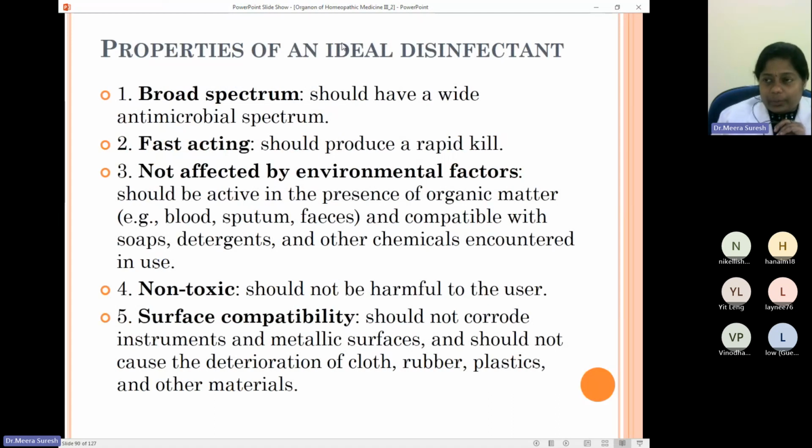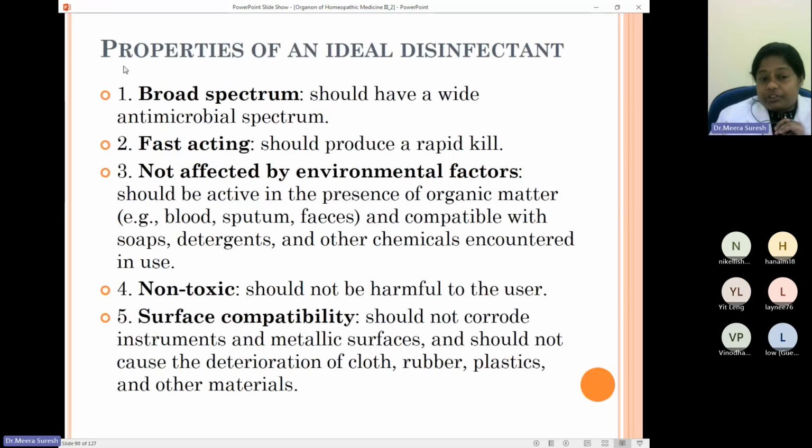But none of the disinfectants available now has all 12 features. A few will be there, then another disinfectant will have some other features. But in total, if all these features are present, it is called an ideal disinfectant. So this one you can expect as a short note question or a 5 mark question.